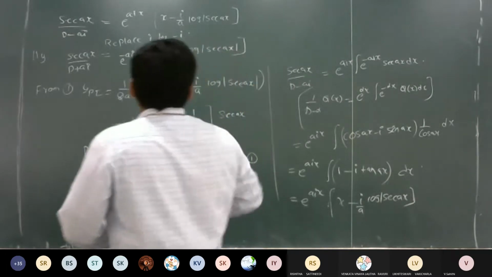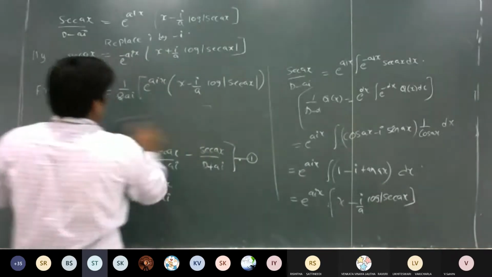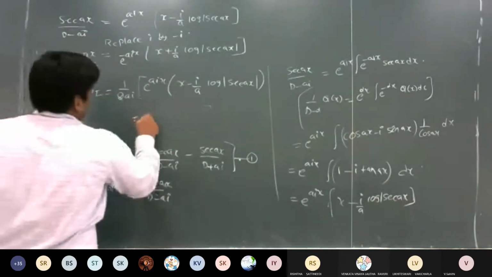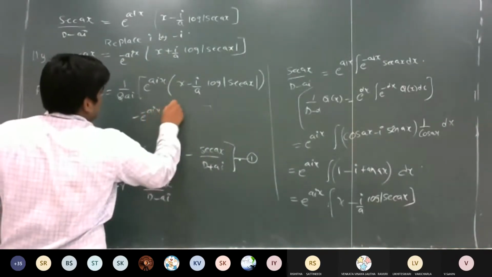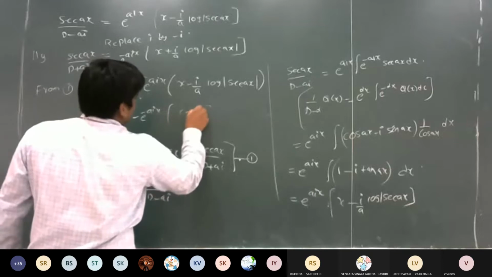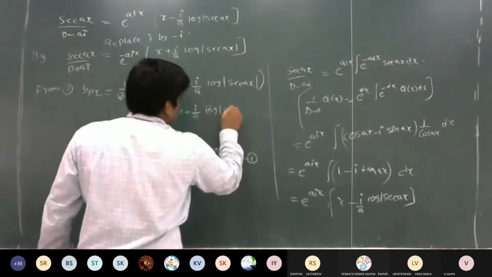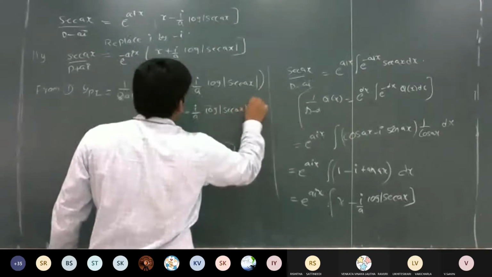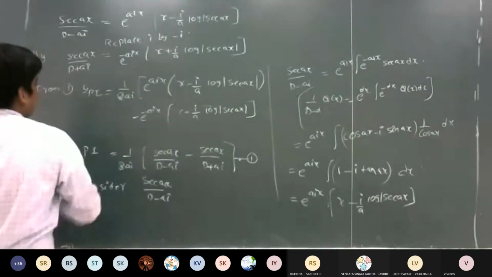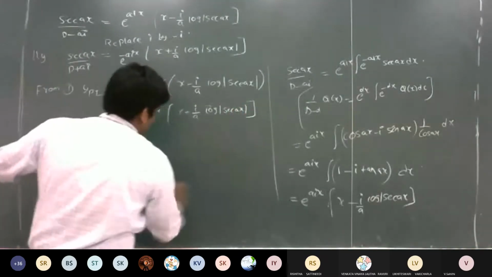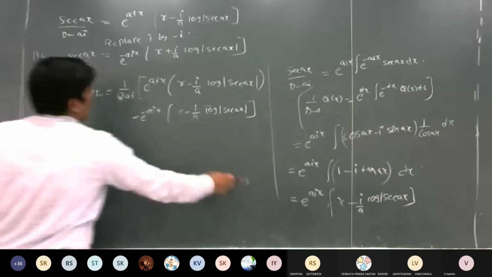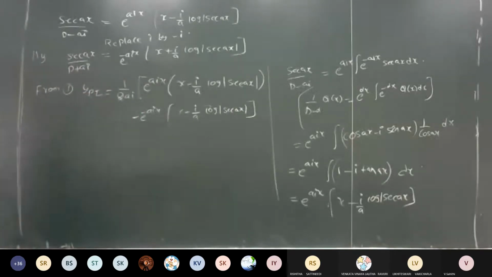Yes, sir. Minus e power ax x plus i by a log mod secant ax. Now how to simplify this one? Then you will get the required result, right? So that is the problem.